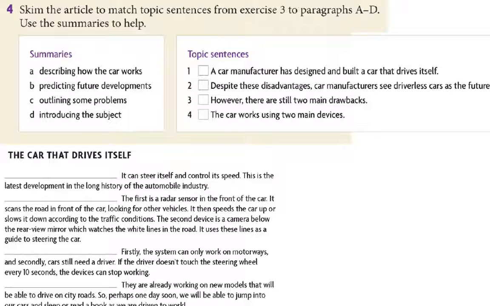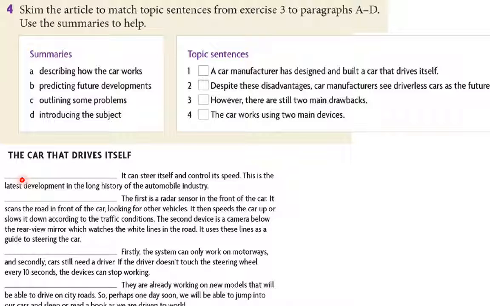Now, let's go to the article and select the topic sentence that matches each paragraph. Paragraph 1: it can steer itself and control its speed. This is the latest development in the long history of the automobile industry. So, this paragraph almost introduces the subject. So, the topic sentence should introduce the subject of the car that drives itself. So almost it is sentence number 1.